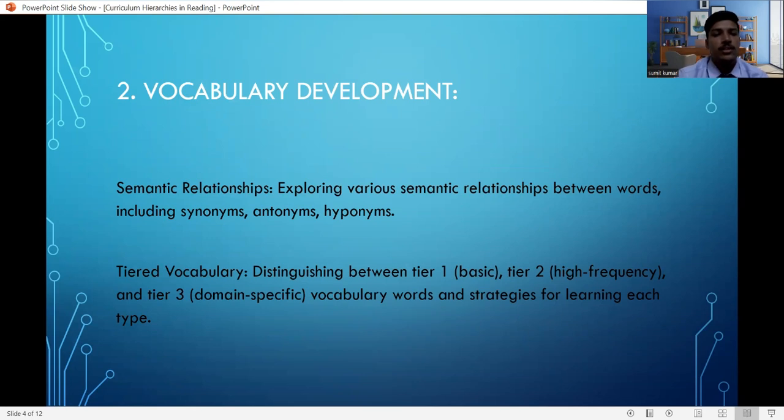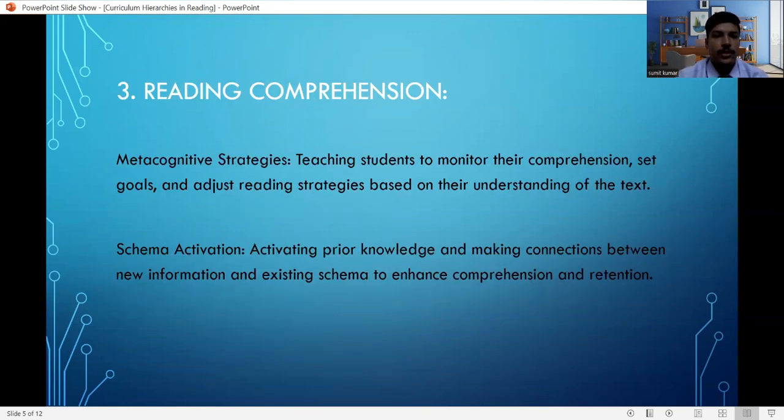The second is tiered vocabulary, distinguishing between tier 1, tier 2, and tier 3. So, tier 1 could be a basic word, tier 2 could be a high frequency word, and tier 3 is the domain specific word, for example, photosynthesis or cells, etc. The third stage is reading comprehension. It consists of metacognitive strategies and schema activation.